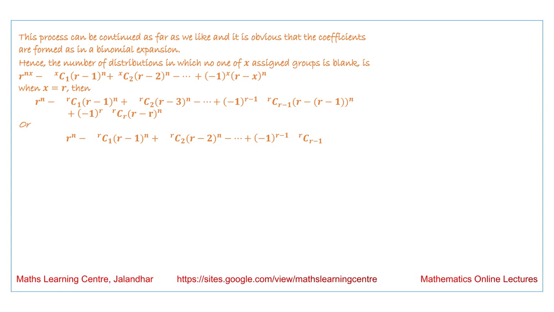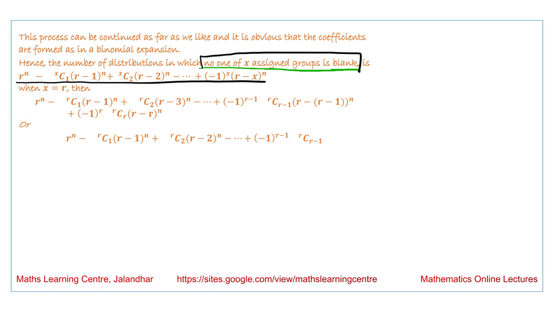We are trying to generalize this result. On generalizing, if we continue this process, we are saying the number of distributions in which no one of X assigned groups is blank is given by this formula. We are talking about that no one of the X assigned groups is blank. It is given by this formula.